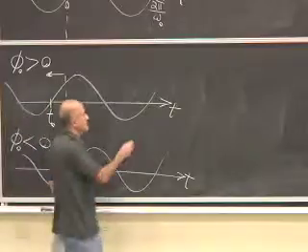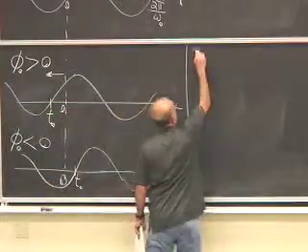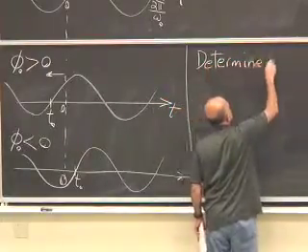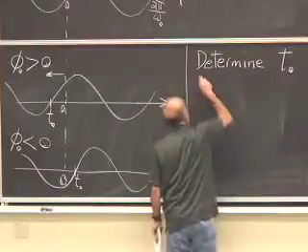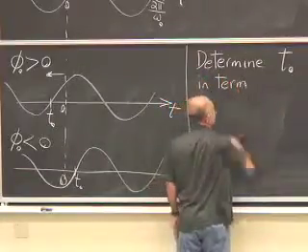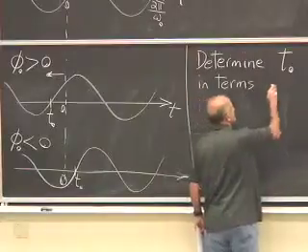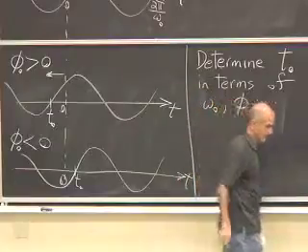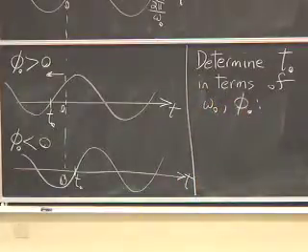I want you to figure out, talk to your neighbors, and determine T naught in terms of the known knowns, omega naught and phi naught. Okay? I'll give you 3 minutes. That's a very generous amount of time. You don't really need 3 minutes.